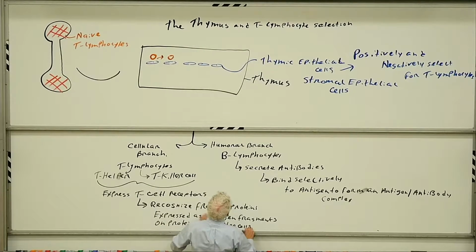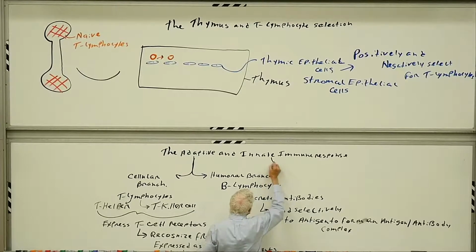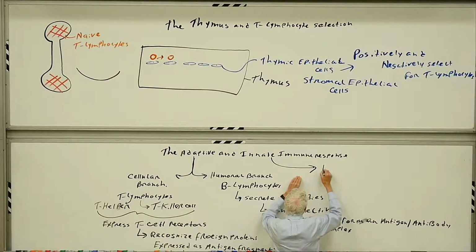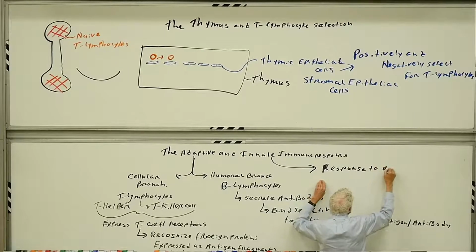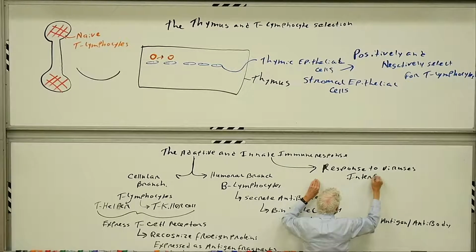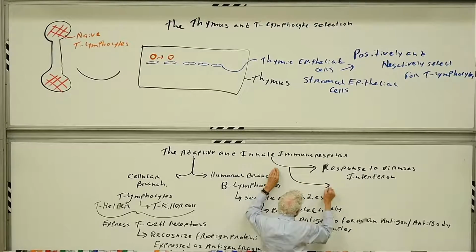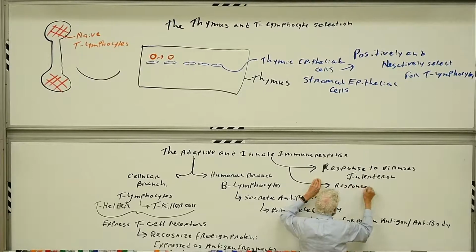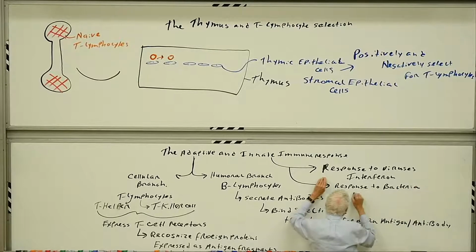Now, over here, we have the innate immune response. I'm going to divide the innate immune response into a response to viruses, which we're going to call interferon, and the other pattern, a response to bacteria, which is said to be inflammation.